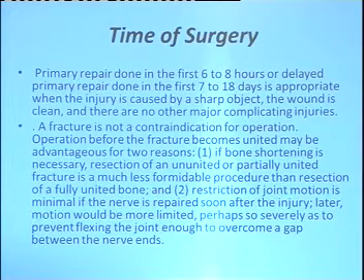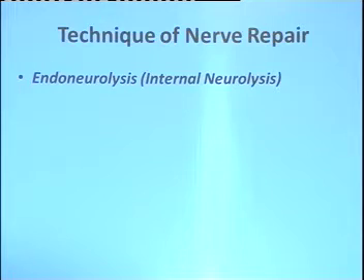Operation before the fracture becomes united may be advantageous at times for nerve repair, because you may go for bone shortening, which is required for mobilization, and then an early repair and fracture, if treated together, then there will be no restriction of joint motion and muscular wasting. So, that is beneficial. So, what are the techniques available?